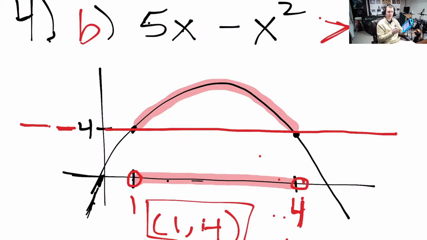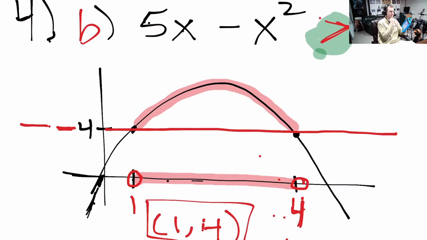Okay. Questions on this? This is one of the introductory problems. So questions on this one. How do you know to keep the circles open when you graph 1 and 4? Very good question. Yeah, it's right here.